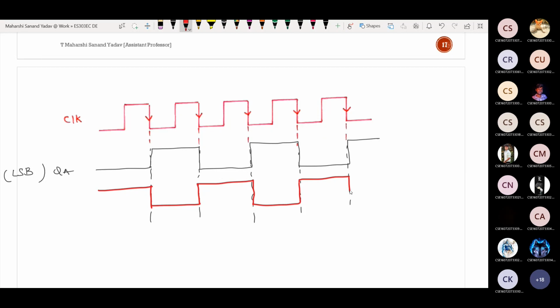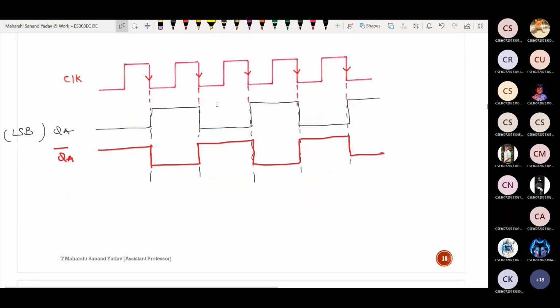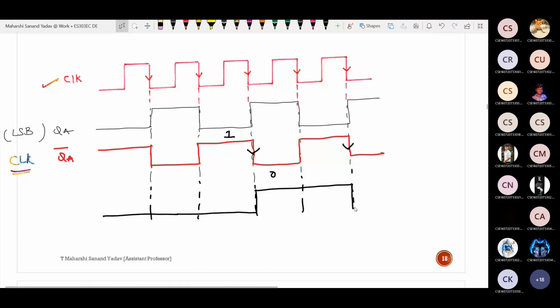Done. Next is QB. How should I take the clock? QA bar is acting as the clock. Negative edge trigger means where should I take the arrow? On the downward transition, 1 to 0. So here it is 1 to 0, and this is also 1 to 0. Next QB: till the occurrence of the first clock pulse it will be 0, then it changes to 1, stays constant, and then 0.